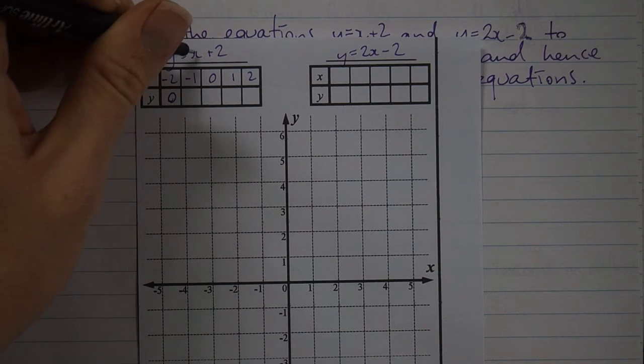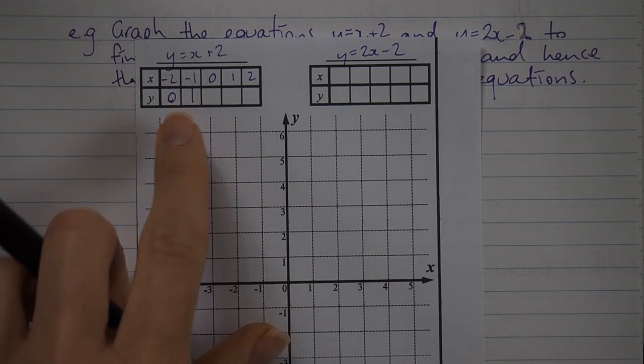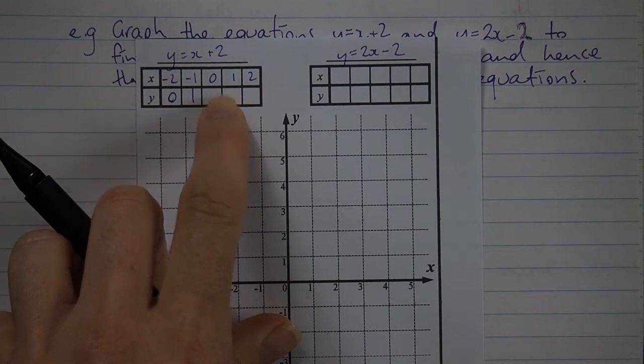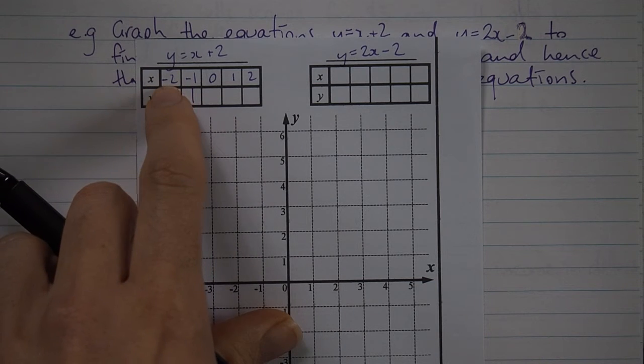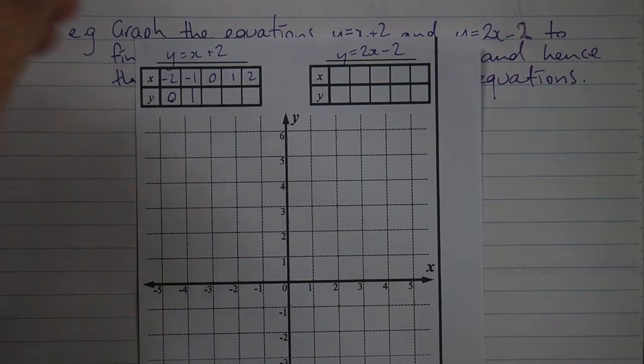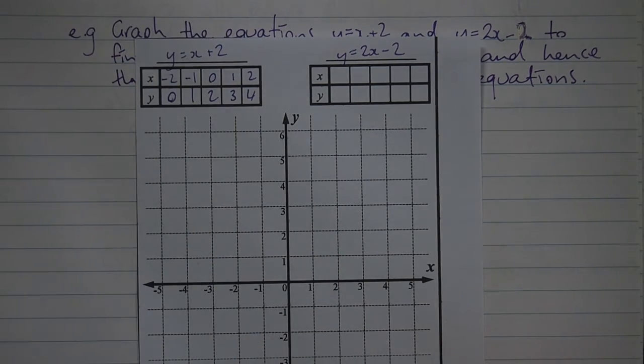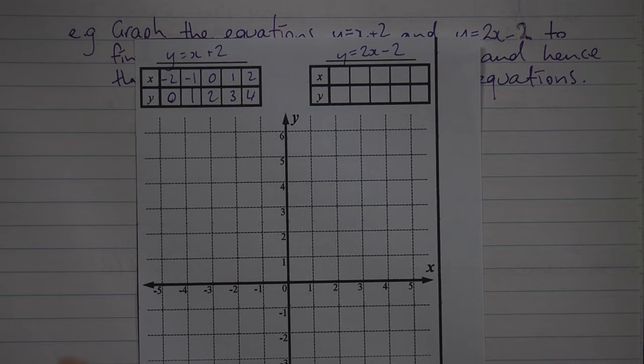So when x is -2, -2 plus 2 is 0. When x is -1, -1 plus 2 is 1. Obviously, you can see our values are going up by 1. Our values are all going up by the same amount here, so we can simply fill in our values: 0, 1, 2, 3, 4. Really straightforward, just for this example to show you what's going on.